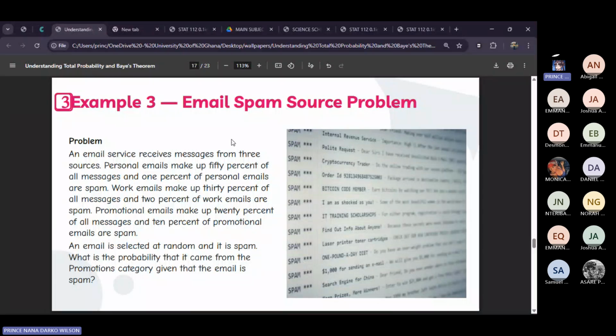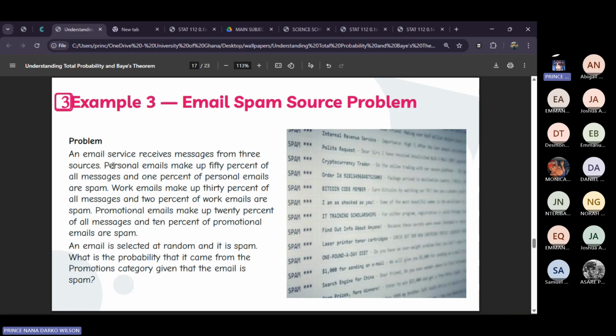Yeah, let's continue. As I was saying, this one has three different conditions that the denominator can follow. When you're looking for the total probability, remember that you're taking into account three conditions, like some of the examples from yesterday. First off, look at what the numerator should be. The question says that an email is selected at random and it is spam. So the precondition is that it is spam. What is the probability that it came from the promotions category? In other words, the probability of picking promotions given that it is spam. That is what you are looking at.